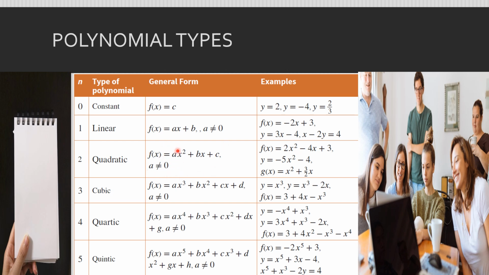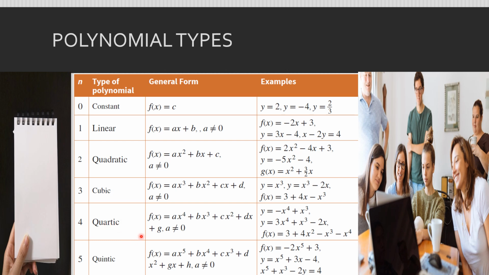The moment a becomes 0, it ceases to be quadratic and becomes linear. So the example is f of x equal to 2x squared minus 4x plus 3. We have the cubic, where the degree is 3 because the highest index of the variable is 3. So we have f of x equal to ax cubed plus bx squared plus cx plus d. And the example is what we have here.